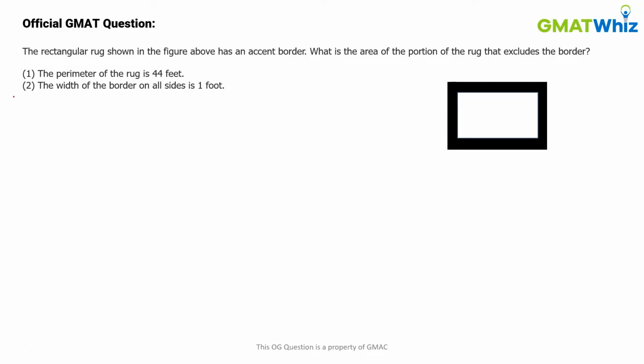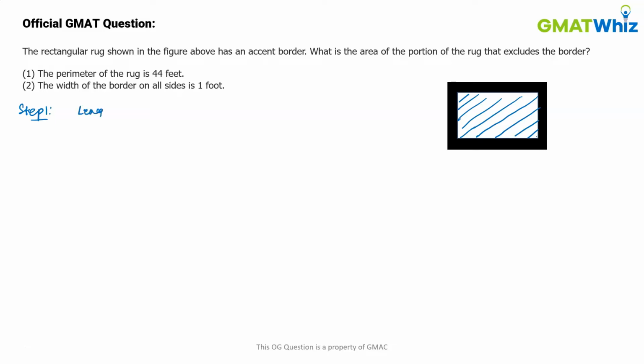In this question, we are given that the rectangular rug shown in the figure has a uniform border. We have to find the area of the portion of the rug that excludes the border. That means we need to find the area of this particular region. Now, if you notice, there aren't any variables assigned to the length and breadth or width of the border, so we have to take that up on our own.